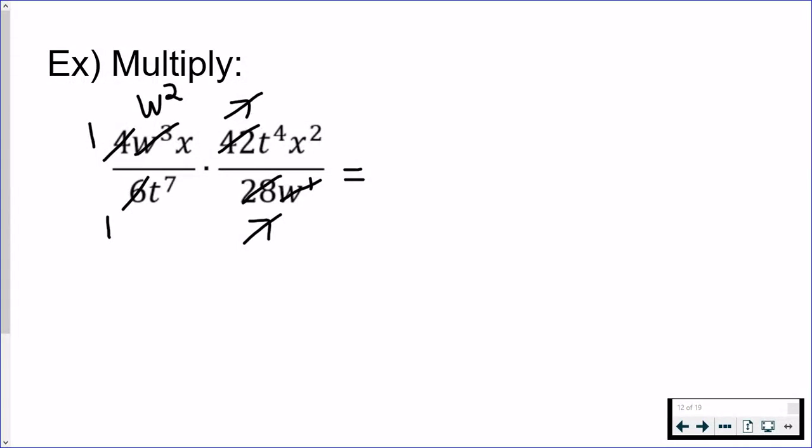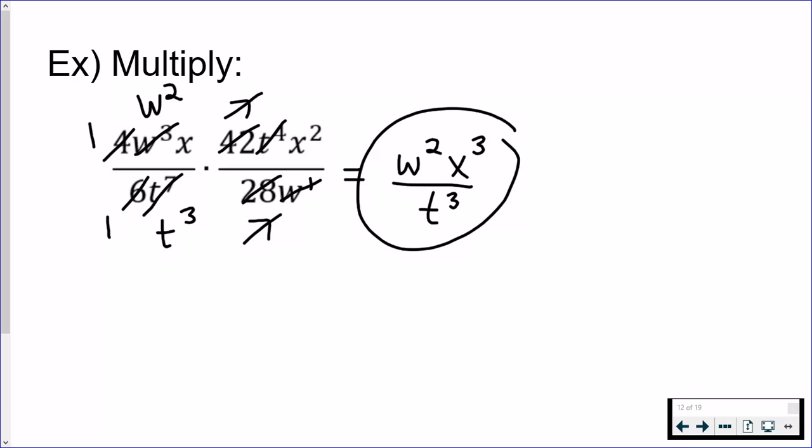So 4 minus 7 gives me negative 3. But if you get a negative exponent, make sure in your mind you think, okay, that just means that I'm going to write t to the positive third in the denominator, and I'm good. And then you've got your x times x squared, which will get multiplied in the numerator. So we have a w squared up top. We have x times x squared. That's x to the third. In the denominator, the only thing I have left is t to the third. So that would be your answer.